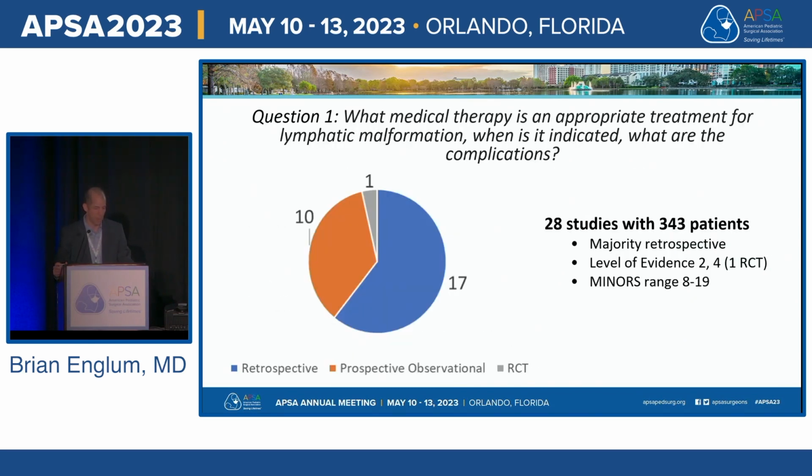So looking now at systemic medical therapy, we found 28 studies, including 343 patients, which met our study inclusion criteria. The majority of these were retrospective, although almost 40% were actually prospective studies. Level of evidence was uniformly 4, except for 1 RCT that was included, and the minors criteria ranged from 8 to 19, indicating mostly low quality studies.